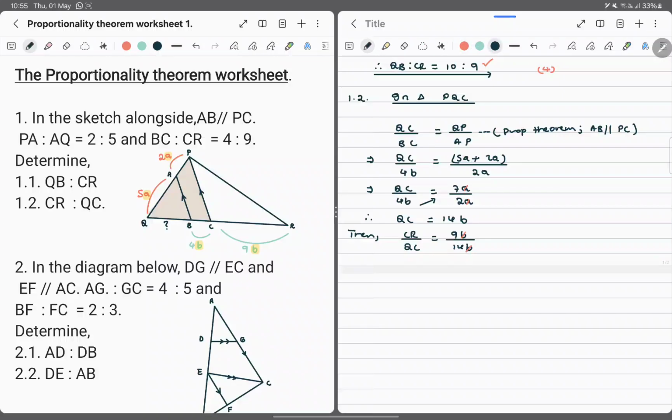So what do we end up with? Let's conclude here. Therefore, CR is to QC, the way it is given, must be equal to 9 is to 14. Of course, if there was a common factor between the two, we would be able to do something about it. But at this point, we are not able to do that.